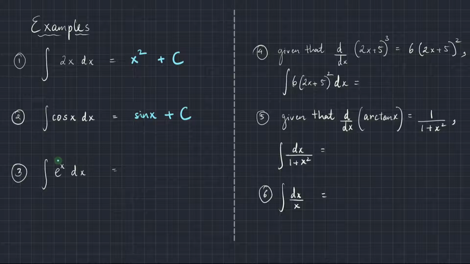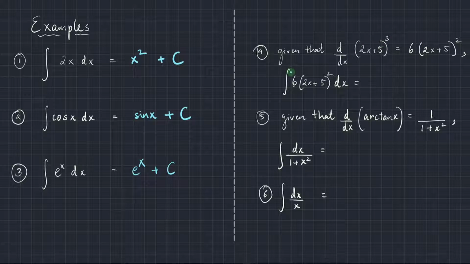The next example is the simplest possible integral, e to the x. If you remember, the derivative of e to the x is e to the x, and so the integral of e to the x dx is also going to be e to the x, but plus some constant. Notice that in every single answer, I am writing the constant, really important. In example 4, we are given that the derivative of 2x plus 5 cubed is 6 times 2x plus 5 squared. You know this is the case by the chain rule.